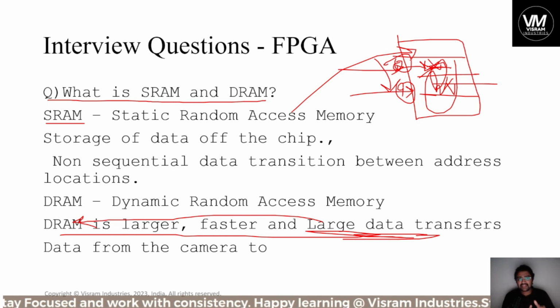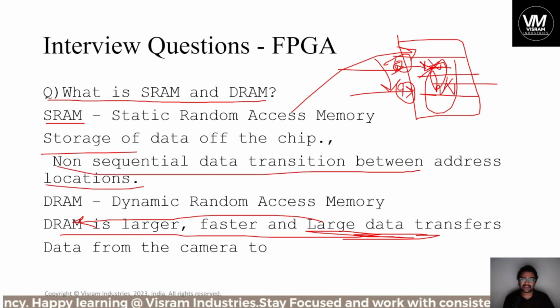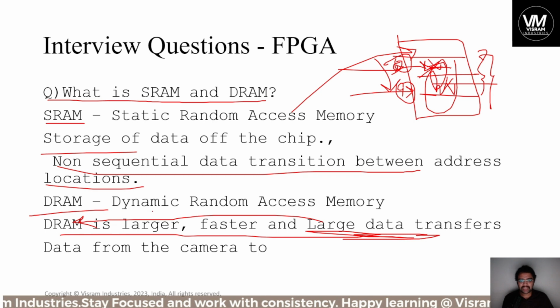These are mainly constructed off the chip, attached to the FPGA, for storage of the data. Both are used for storage and processing of the data, with non-sequential data transition between address locations. Non-sequential means you can shift from 0 to 6, 6 to 10, 10 to 4, 4 to 3. You can shift any number of times. And dynamic random access memory is mostly used in larger data transitions or larger data transmission. So that is the use of DRAM. You can answer in this way.